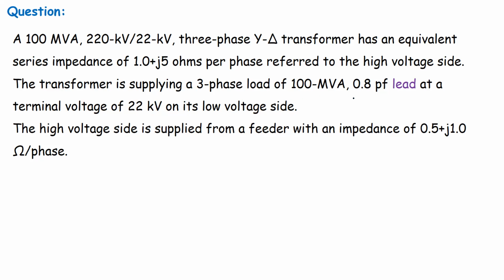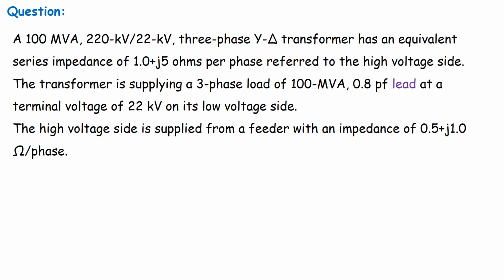So there is a three-phase load, which is a leading power factor load. So it's a capacitive load that is being fed from the low voltage side of the transformer, which is the delta connected side. And incidentally, the terminal voltage across the load is the same as the rated voltage of the transformer secondary. Okay. So 22 kV is the same as the transformer secondary rated voltage.